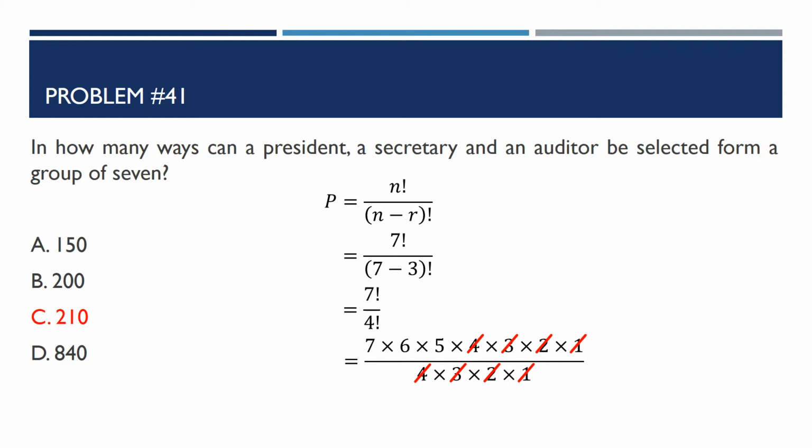So what's left is 7 times 6 times 5, and the product is 210. That means there are 210 ways to choose who is the president, secretary, and also the auditor from a group of 7.